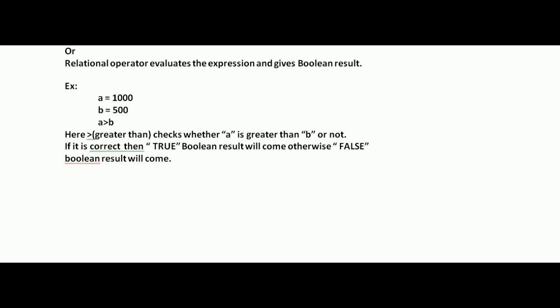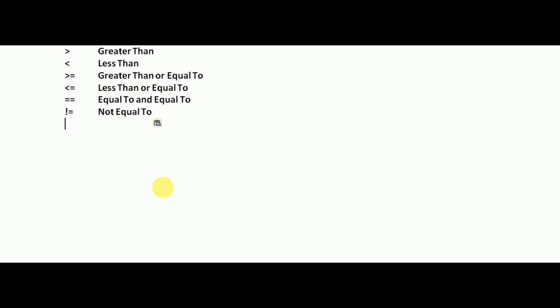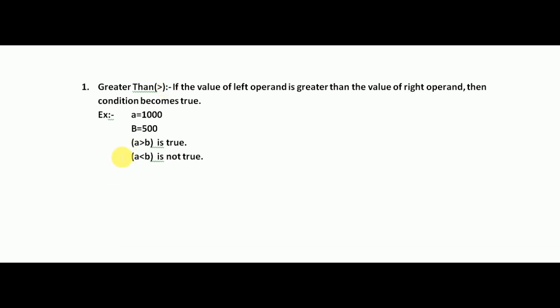So here we have some common relational operators: greater than, less than, greater than or equal to, less than or equal to, and not equal to. One more symbol for not equal to is also like this or this. Both are correct here. If we discuss them one by one, the first one is greater than.